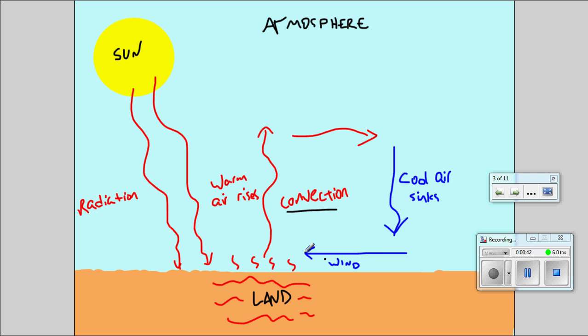As this air moves towards the left, the air that rose is going to move towards the right, replacing it. Eventually it's going to cool and sink. We've drawn a convection current. So, the sun causing convection in the atmosphere we call wind.